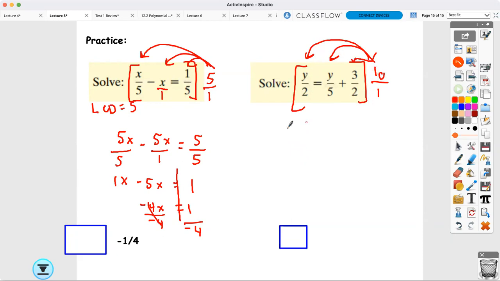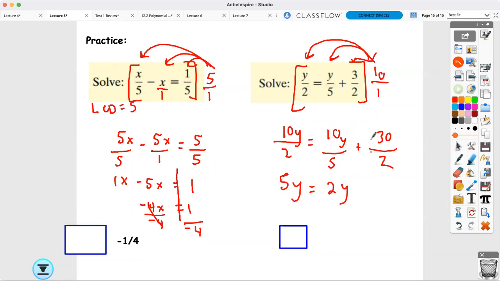10 times y is 10y, 1 times 2 is 2. Then we do 10 times y is another 10y, 1 times 5 is 5. Then we do 10 times 3 is 30, over 1 times 2 is 2. Now let's simplify these together. 10 divided by 2 is 5y. 10 divided by 5 is 2, bring down the y. 30 divided by 2 is 15.